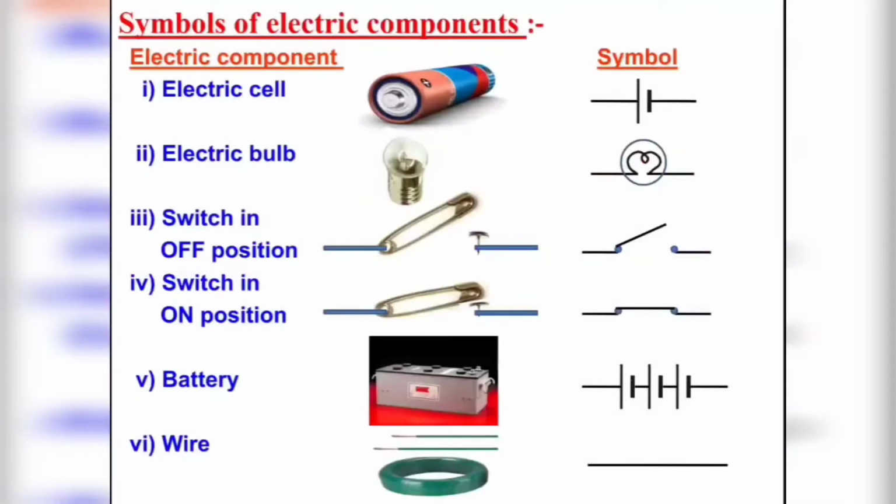Here you will find some electric components, their diagrams and their symbols. The first one is the electric cell, followed by the electric bulb, and a switch in the off position as well as an on position. You will find a battery made up of cells, and at last you will get the symbol of the wire and its diagram.